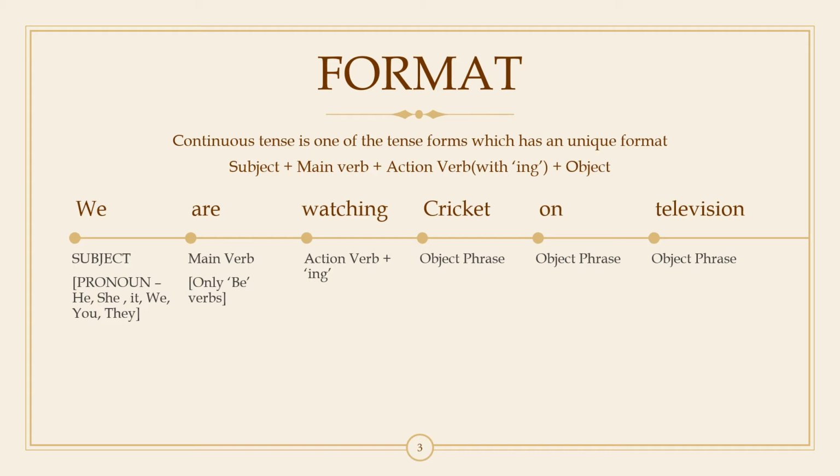Now, instead of the subject we, you could also use any other pronoun or any noun. But there is a condition which follows the main verb. Though you might like to think about other main verbs in the English language, with regards to continuous tense forms, you can use only the be verbs, that is, is, was, are, and were. These are the only forms of be verbs you could use along with the continuous tense.